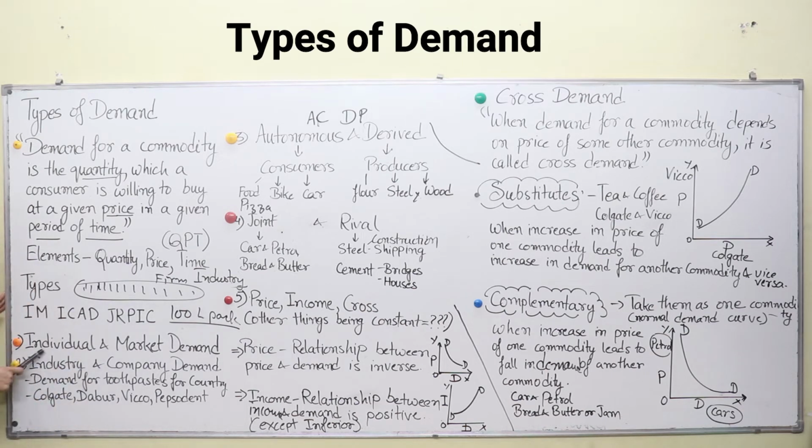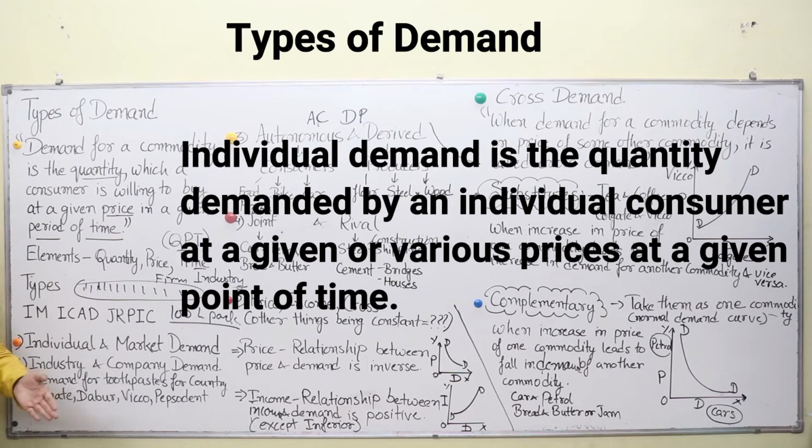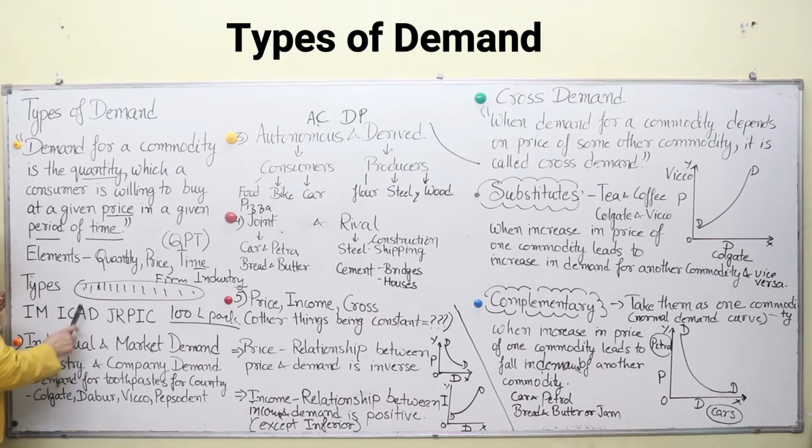Now, individual and market demand. We already know what is individual. What is the meaning of individual? That means a single person, or you can say a single household. What is the demand of a single household? For the definition, you can say that individual demand is the quantity of a particular individual which he demands at a given price in a given period of time. That is the definition then.